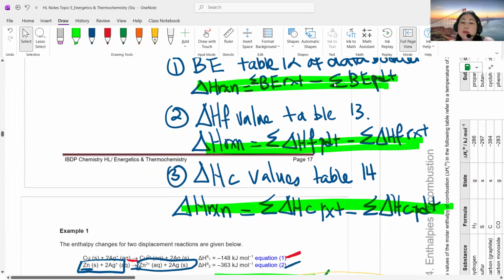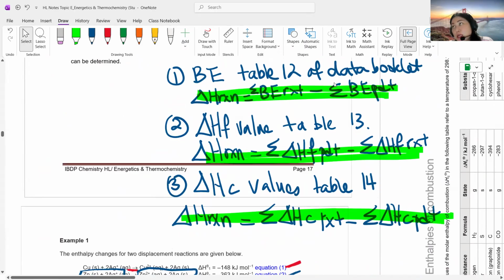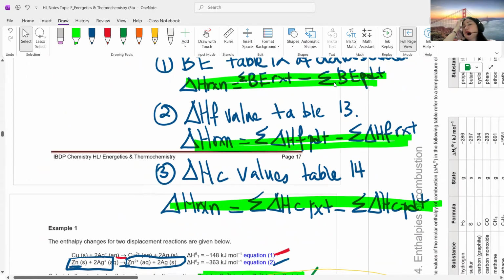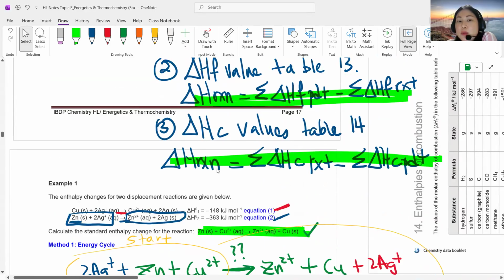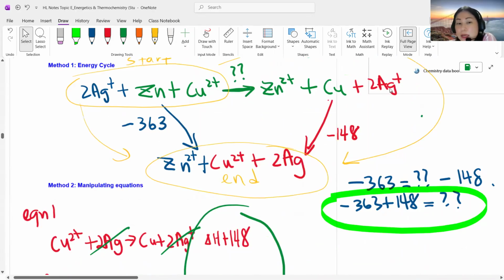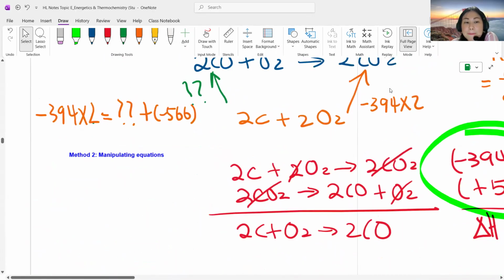Now remember, whenever we can, we do not use the Hess's law cycle. We try to use other methods like manipulation or formula. So for formula, we are going to use formulas like HF and HC. Whether we use HF or HC depends on what values you are given. If you are using HC values, you will use this mathematical formula. If you are using HF values, then you will use this mathematical formula. Okay, so let's look at one question.